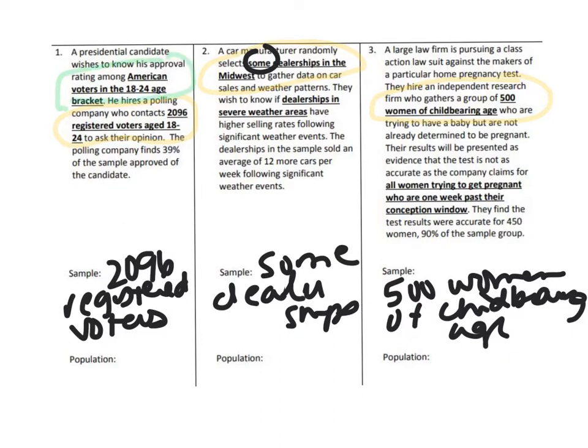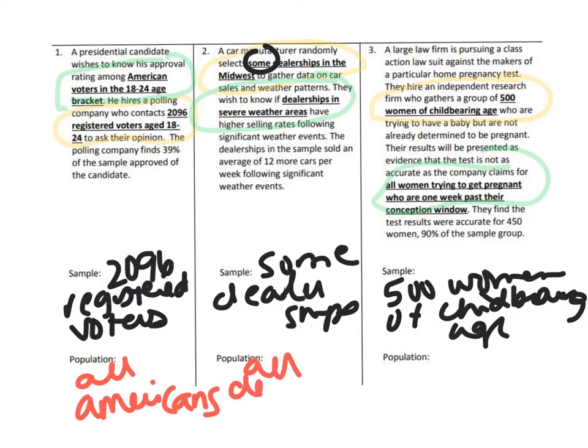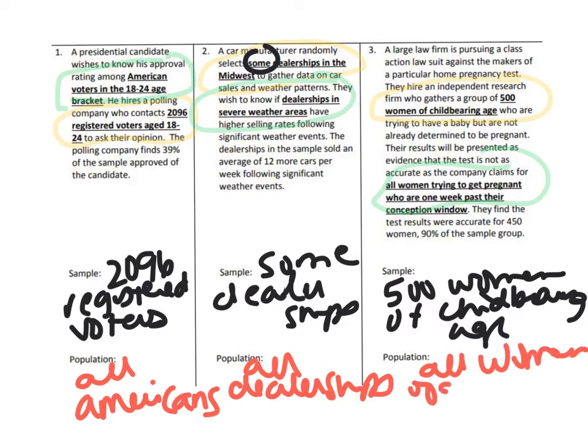And then my population, that's basically your large group. That's all your dealerships, all your Americans, all your women trying to get pregnant. So that is all your Americans. This is all your dealerships. This is all your women of childbearing age. That's the main key, is to look at your sample has a number or a part associated with it, and your population is all Americans, all dealerships, all women of a certain age.